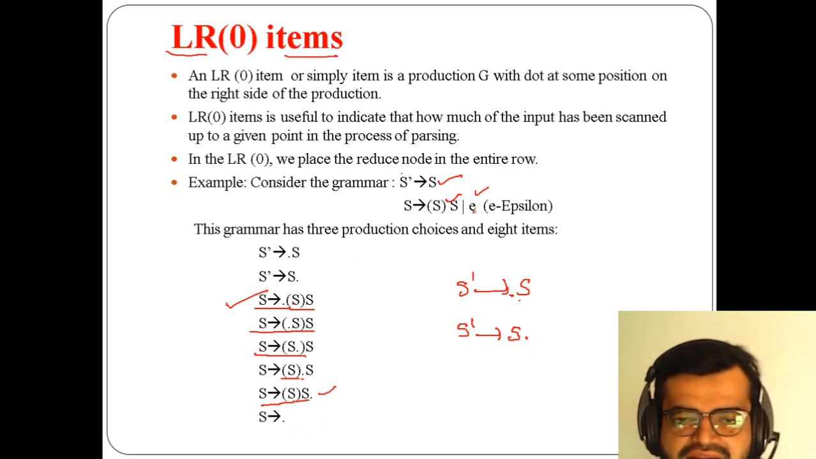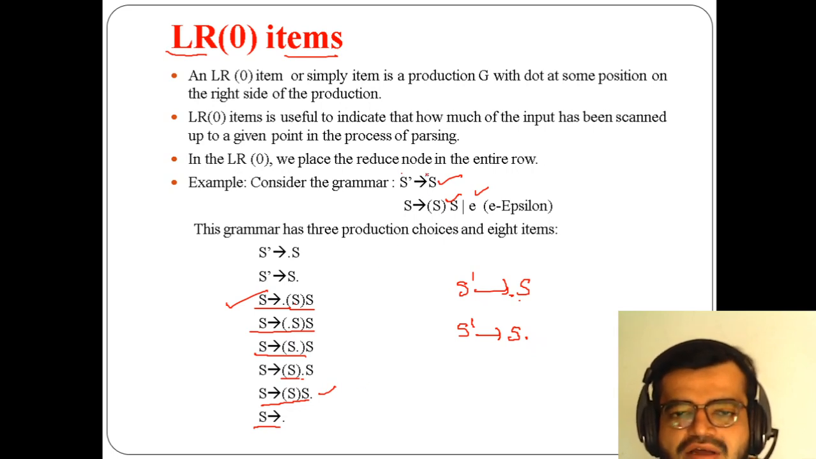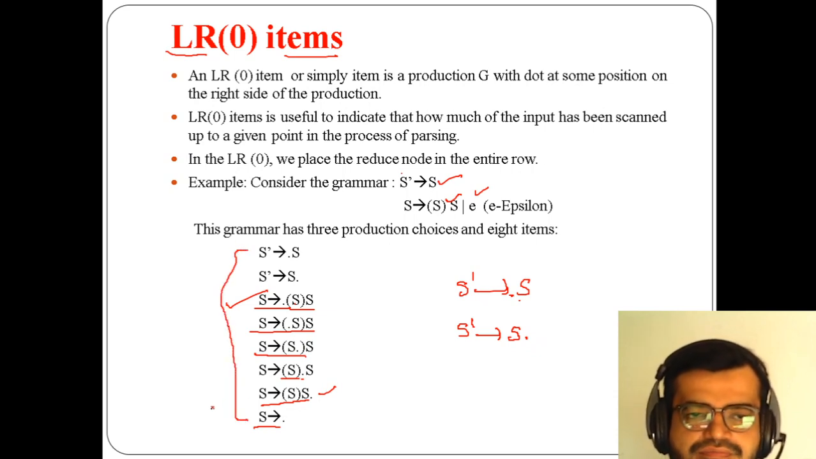And here epsilon is there. Epsilon means it's a null value, so there is no symbol at the right hand side. That's why you take S produces dot. Nothing is there, so you just write the dot. In this way, you can observe that there are 3 production choices, but how many items are there? 8 items are there. All of these are called LR(0) items.